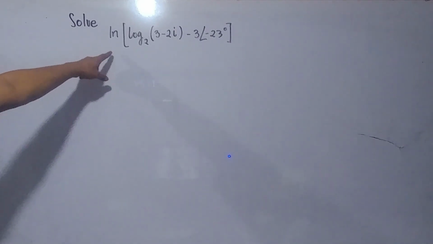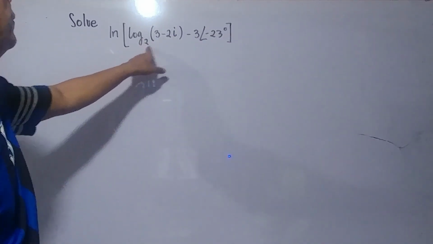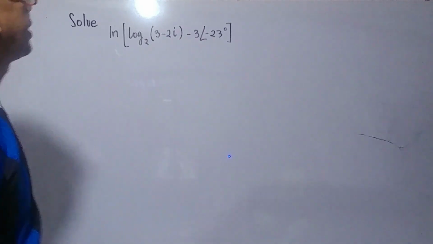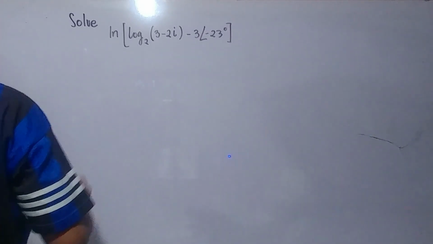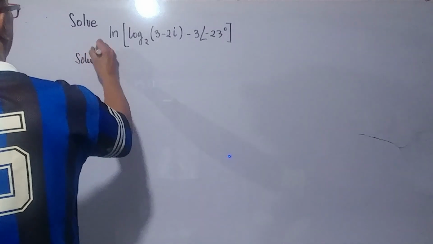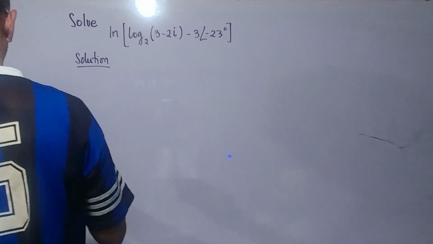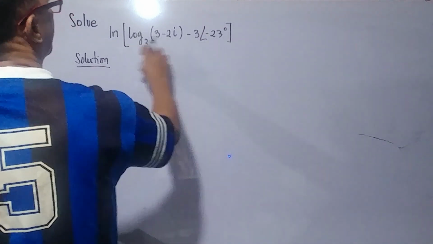Solve the natural logarithm of logarithm 3 minus 2i base 2 minus 3 times the angle of negative 23 degrees. So to solve it, you have to solve this first one.